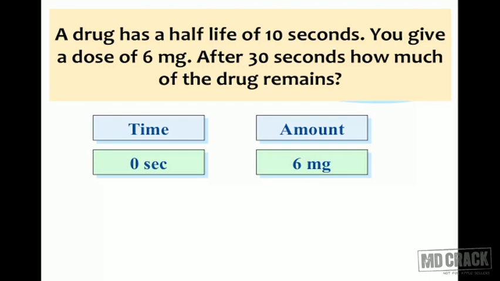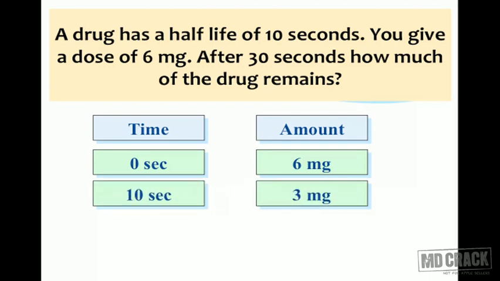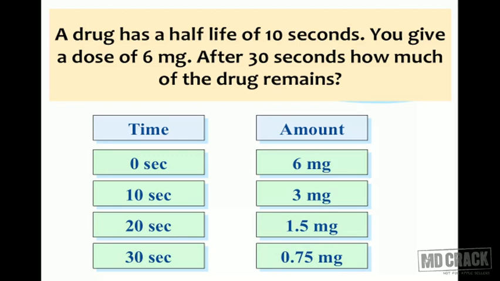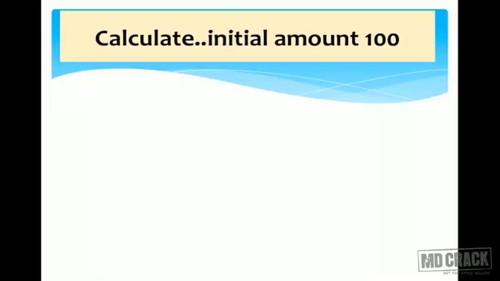Half time is 10 seconds. So after 10 seconds, this 6 is going to become half, that's 3. After another 10 seconds, that's total 20 seconds, 3 is going to become 1.5. And after another 10 seconds, at 30 seconds, this 1.5 is going to become its half. So that's 0.75 milligrams. This is how you find out after each half time what's going to be the concentration of the drug inside the body.